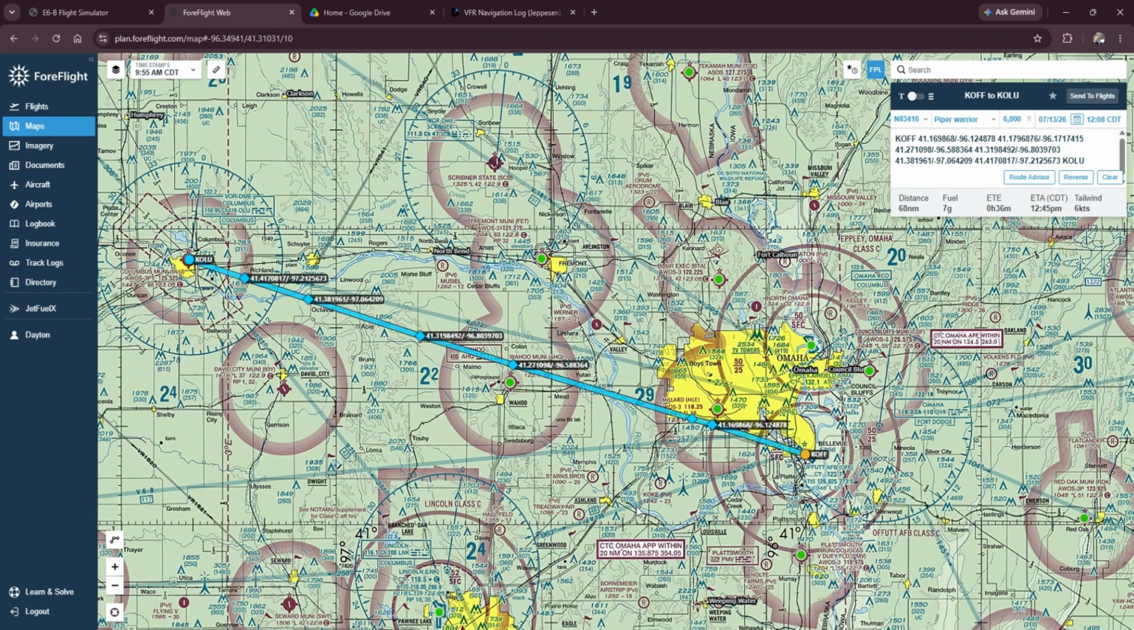Alrighty, good morning. This is Dayton CFI from the LeMay Aero Club. We're going to be making a flight plan for you PPL students or any other students that want to learn how to make a VFR flight plan. Today we're going to be flying from Offutt to Columbus, and we're going to be making these legs.